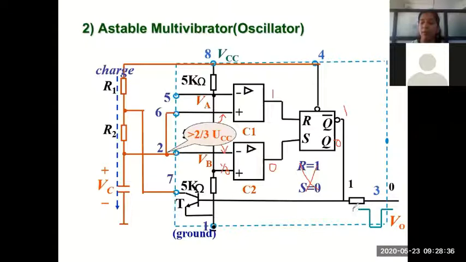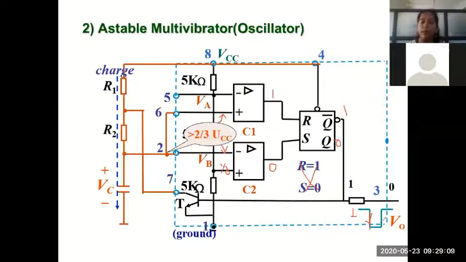So we said initially the final output was in one state. It is now going to 0. And when is this happening? The final output goes to 0 when the capacitor has reached a voltage greater than 2/3 VCC. So when the capacitor voltage just increases above 2/3 VCC, the comparators behave in such a way that they will reset the flip-flop and Q bar becomes 1 and the final output goes to 0 state.